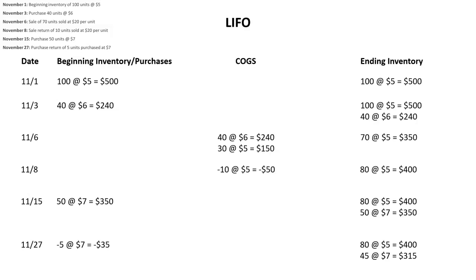So your ending inventory on this day would be the 400 plus the 315 that we see there on November 27th. And your cost of goods sold, we look through the cost of goods sold column, we would add up the 240 plus the 150 and then subtract out that return of $50.